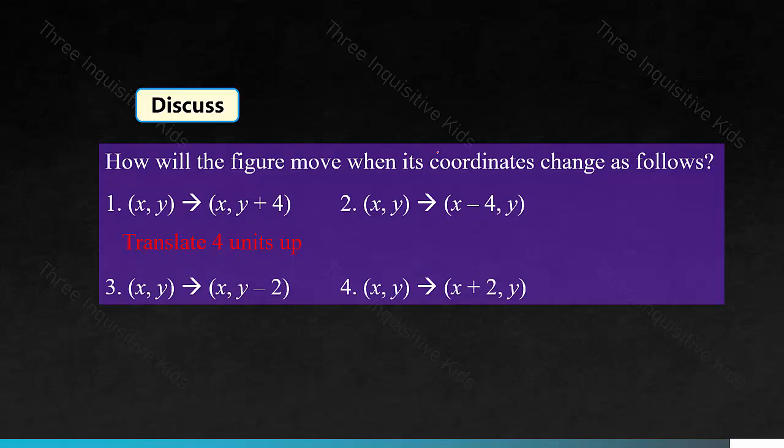x - 4 means that we are moving this point 4 units to the left. y - 2 means that we are translating this point 2 units downwards. And x + 2 means we are moving this point 2 units to the right.